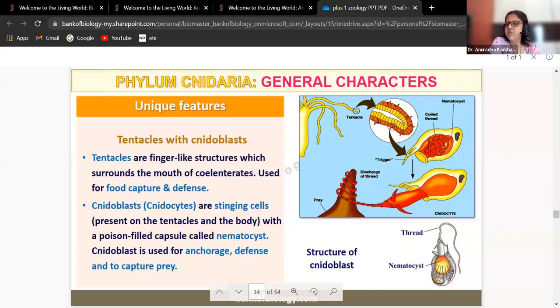Now please understand this structure. Here you can see the tentacle, the tip of the tentacle. At the tip of the tentacle, you can see this. What is this? It is the cnidoblast. Now if I zoom into this cnidoblast, what will I find inside? I can see a coiled thread and a capsule. This capsule will be called the nematocyst.